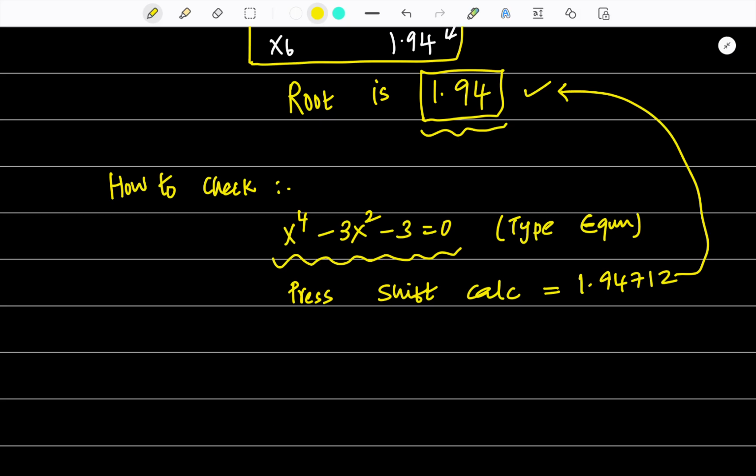So this finishes your fixed point iteration method, or method of successive approximation. And that's it. We solved both problems step by step and found the roots correct to 2 decimal places.